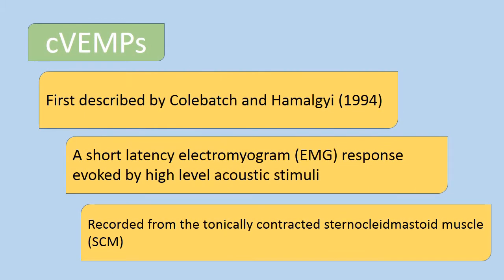VEMPs were first described by Colebatch and Halmagyi back in 1994. It is a non-invasive procedure to assess patients known to have vestibular disorder. VEMPs are produced following a high level of acoustic stimuli, and there are short latency electromyograms, or EMGs, recorded via surface electrodes placed over the tonically contracted sternocleidomastoid muscles, or the SCM, termed as cervical VEMPs or cVEMPs.